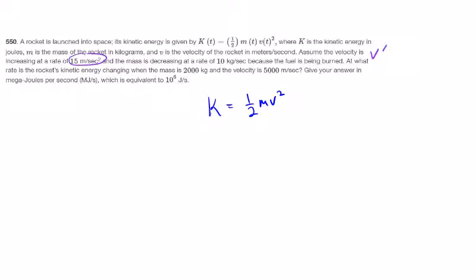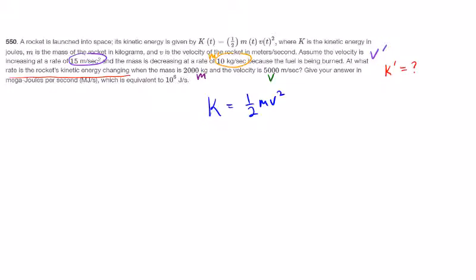Then it says the mass is decreasing at a rate of 10 kilograms per second, so we'll call that m prime, 10 kilograms per second. At what rate is the rocket's kinetic energy changing? So they're asking for K prime, when the mass is 2,000 kilograms, so we'll call that m, and the velocity is 5,000. They basically give us everything we need, of course.